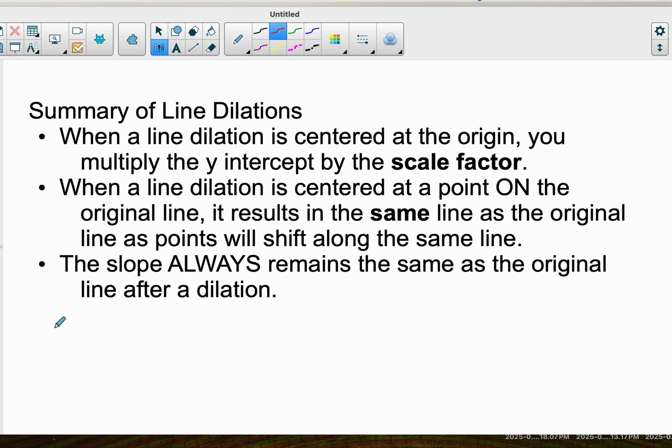To summarize, when a line dilation is centered at the origin, you multiply the y-intercept by the scale factor. When a line dilation is centered at a point on the original line, it results in the same line as the original line, as points will shift along the same line. The slope always remains the same as the original line after a dilation.